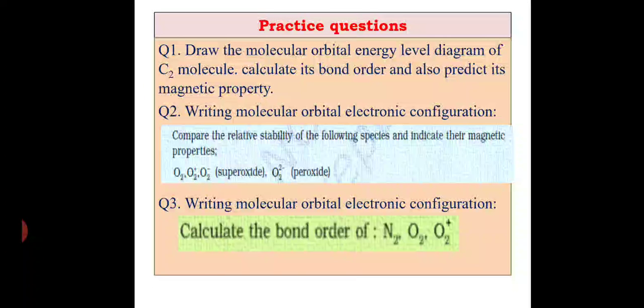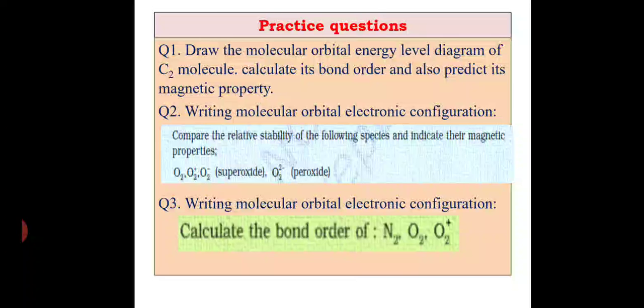Next, practice questions. Draw the molecular orbital energy level diagram of the carbon molecule, calculate its bond order and predict its magnetic property, right? Can you draw it? So please practice using the slide, and you can try, or you can refer to your textbook, right?